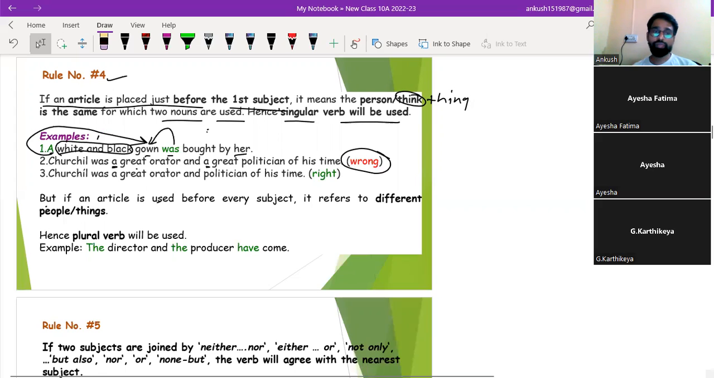But if an article is used before every subject, meaning more than one subject is there, and the article is used before each one, it refers to the singular one each, meaning different. So it would be considered as a plural verb, like: the director and the producer have come. Both are different. And when they come together with the conjunction and, it makes them a plural subject or combined subject. And according to that combined subject, we use the plural verb. Have you got it? Okay.